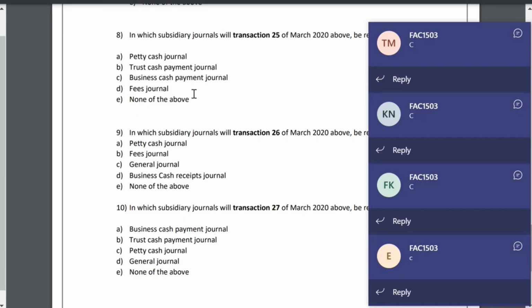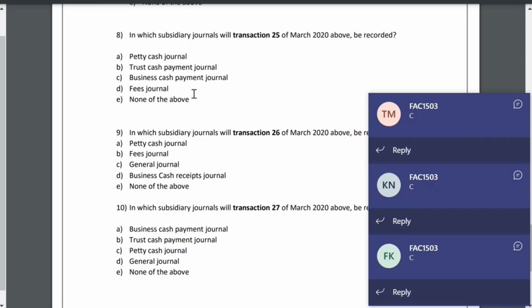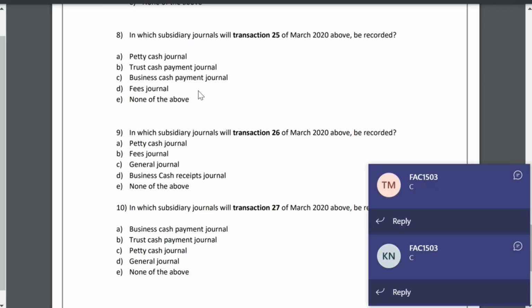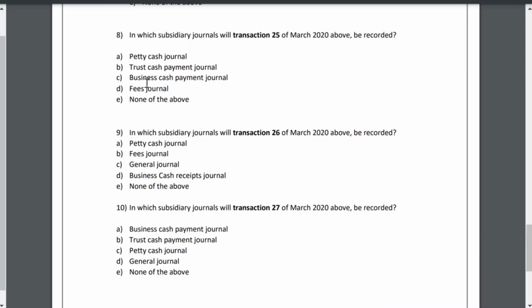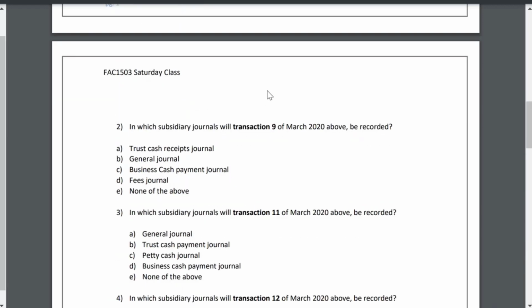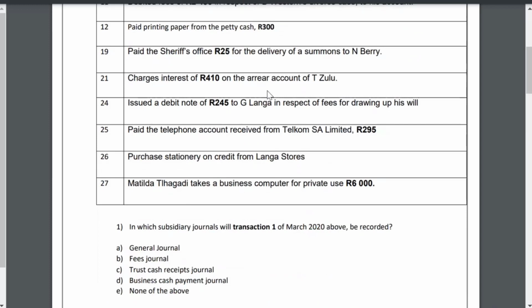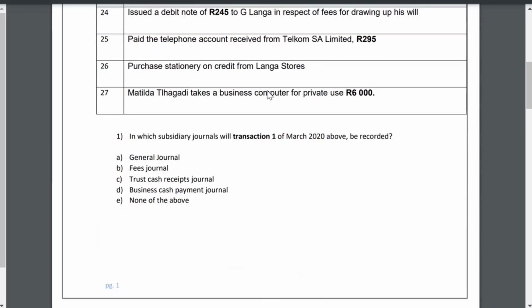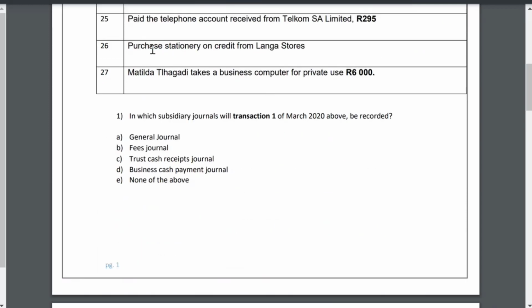Alicia is saying C, Faith C, Karabo C, and Tepiso C. Well done, guys. It is business cash payment journal. Transaction number 5. Transaction number 26.